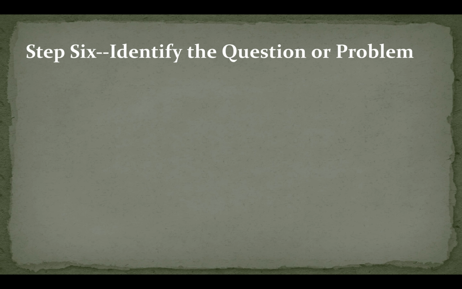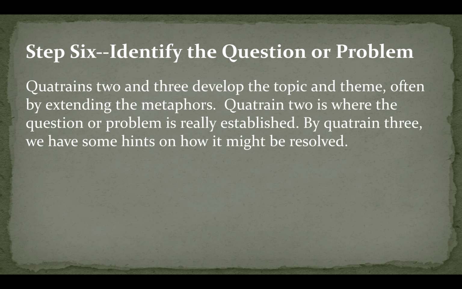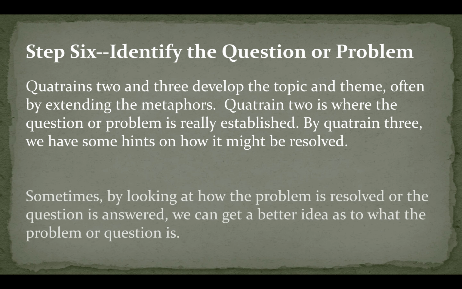All right, so step 6 is to identify the question or problem. So quatrains 2 and 3 develop our topic and theme, often by extending our metaphor. And quatrain 2 is where the question or problem is really established. And then by quatrain 3, we have some hints on how it might be resolved. So let's take a look.